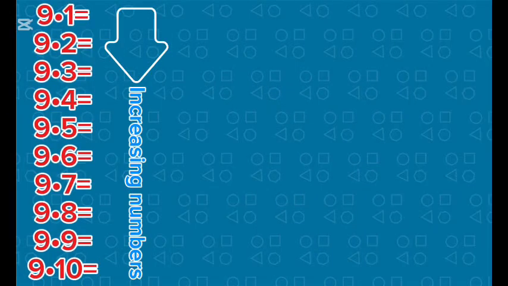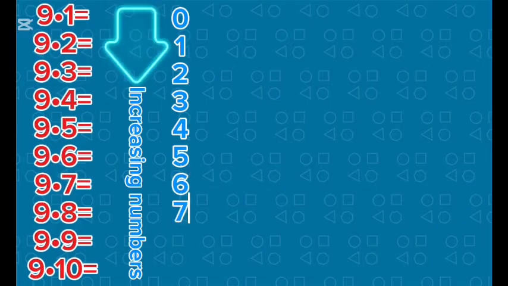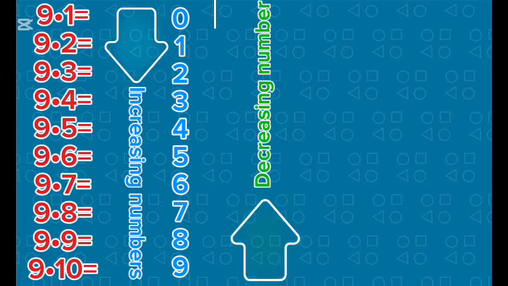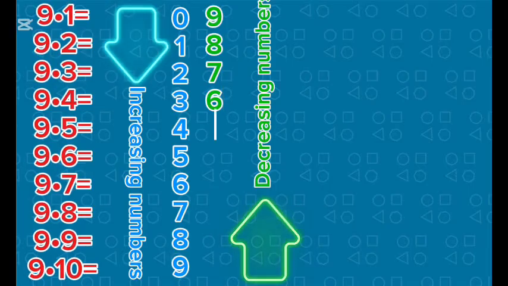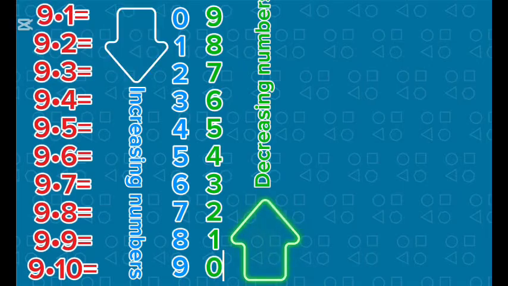Increasing numbers: 0 1 2 3 4 5 6 7 8 9. Decreasing numbers: 9 8 7 6 5 4 3 2 1 0.